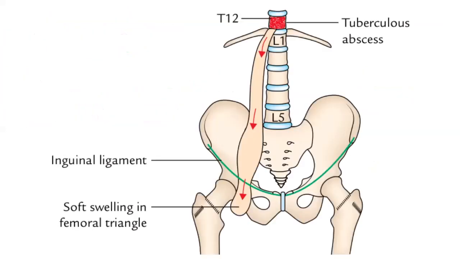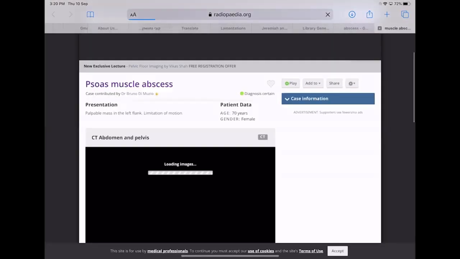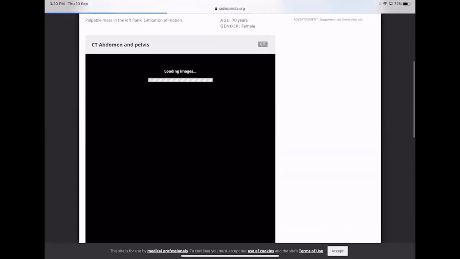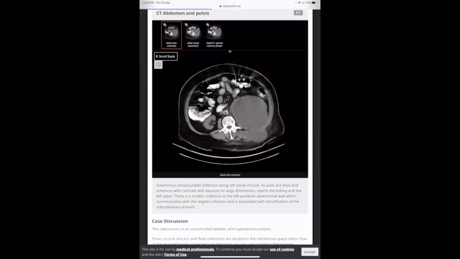You see, this is the pathway of the abscess, right? In the psoas sheath, it comes down and appears as a bulge in the groin, in the femoral triangle, right? I'll show you the CT.